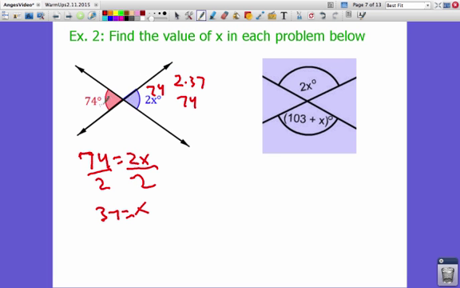Because we know these two things are equal, we set them equal to each other and solve. All right, now over here we have a similar problem. 2x and 103 plus x degrees. These two angles are vertical, which means they're equal, so I can set up my equation. 2x equals 103 plus x. So now I just need to solve my equation.